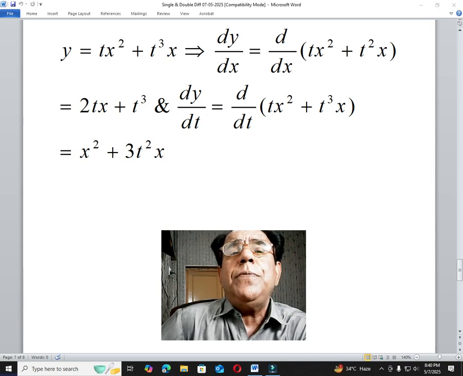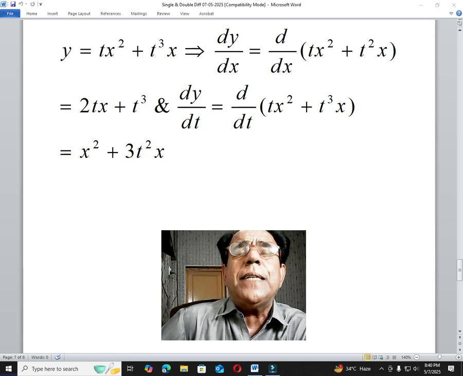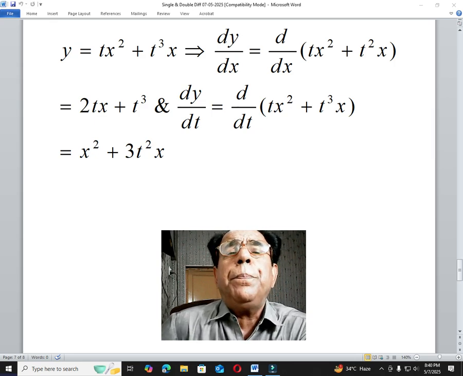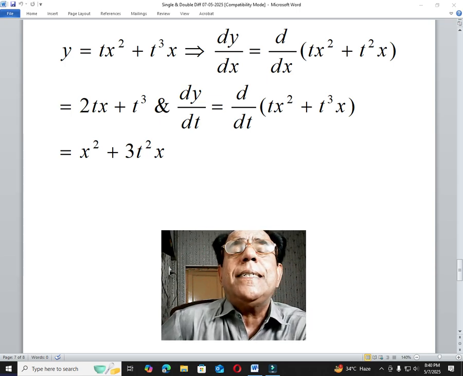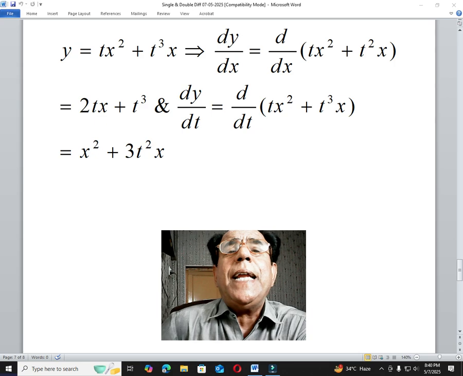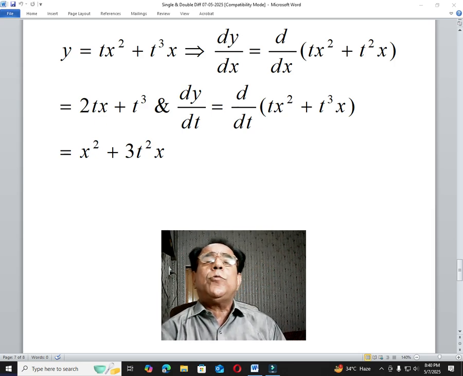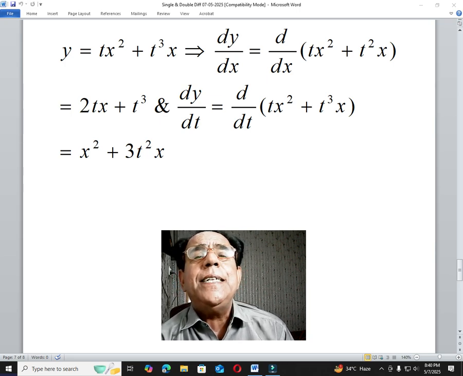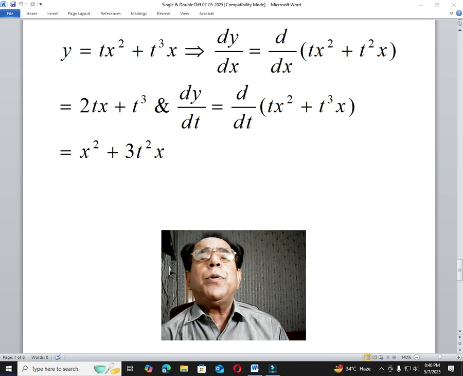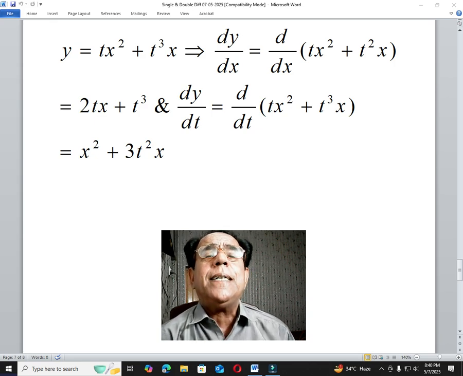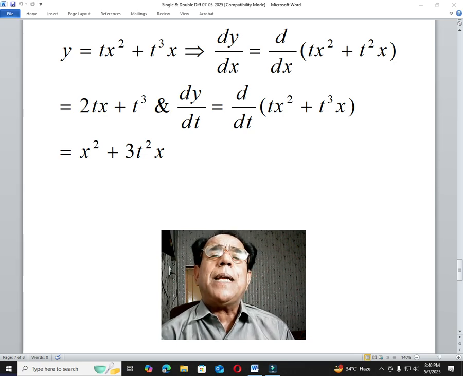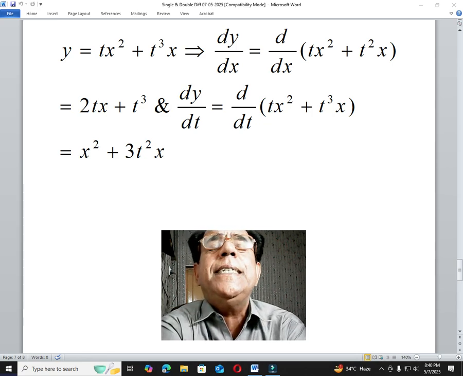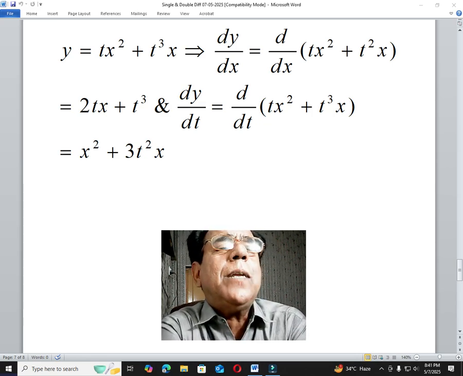So in place of t we will get unity, because differentiation of t with respect to t will be 1 or unity, so we will get x square plus, in the second term x will remain as a constant and we will differentiate t raised to the power 3, so it will become 3t square into x, because x is being treated as constant, and it will remain as a multiplying factor with t cube, and t cube will be changed into 3t square, so our answer will be x square plus 3t square x.